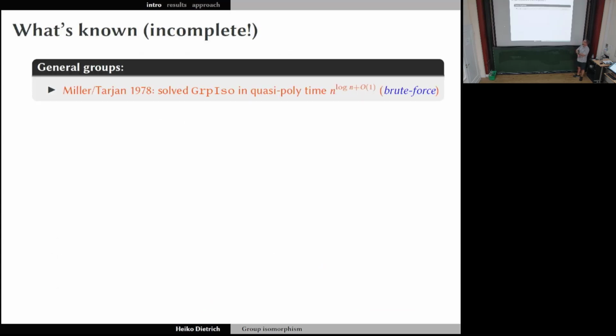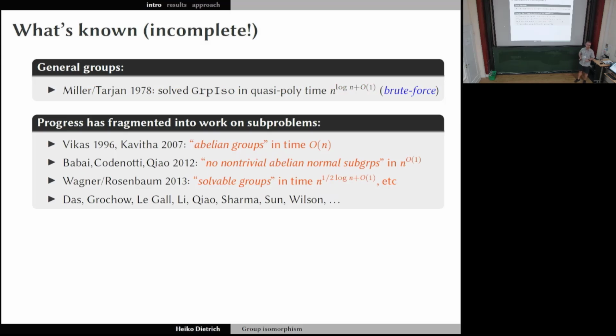All right, so what is known? Again, this is highly incomplete, just want to give you a flavor of what has been done. So there's the up-to-date general complexity bound for general groups due to Miller, and he gives credit to Tarjan. James already mentioned this bound here, and it's really just a brute force approach. You pick a small generating set, you look at all possible assignments, and you check whether there's an isomorphism or not. And funny enough, this bound really has been resistant over all these decades. So usually progress has been fragmented into subclasses of groups, and then people made progress. I'm not going through the whole list here for time reasons, just to show some works that have shown up, and I will mention a couple of these people later as well.